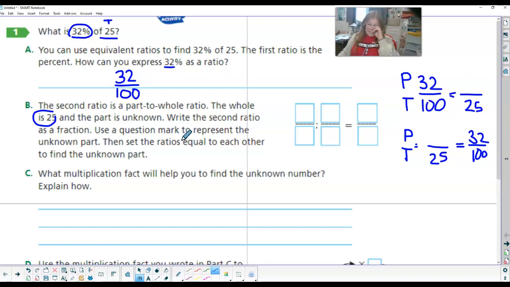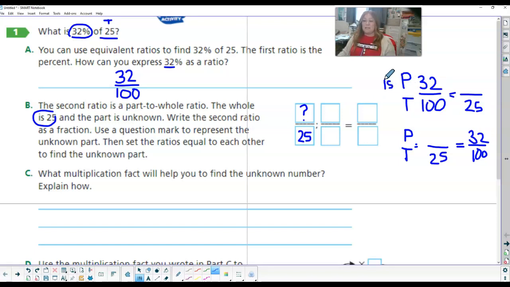So we're going to write the second ratio as a fraction. Use a question mark to represent the unknown part. So we have 25 is the total. We do not know how much that is. So how much is it is the part. It's out of 25, so 25 goes on the bottom.